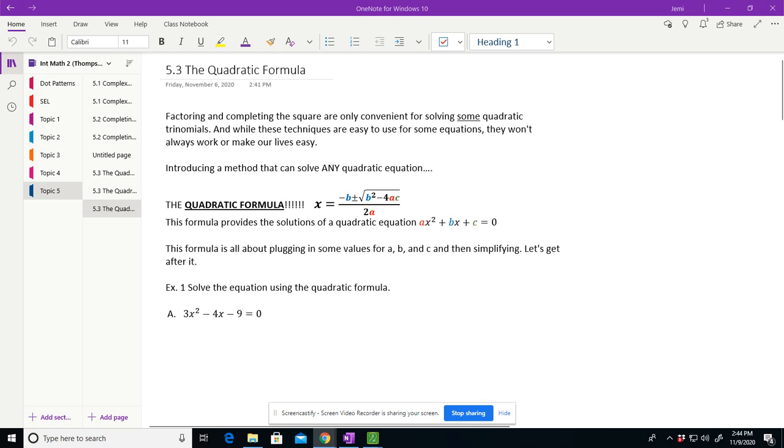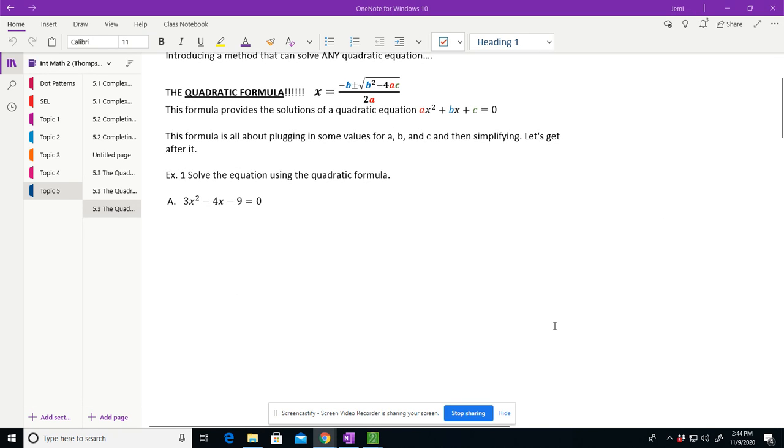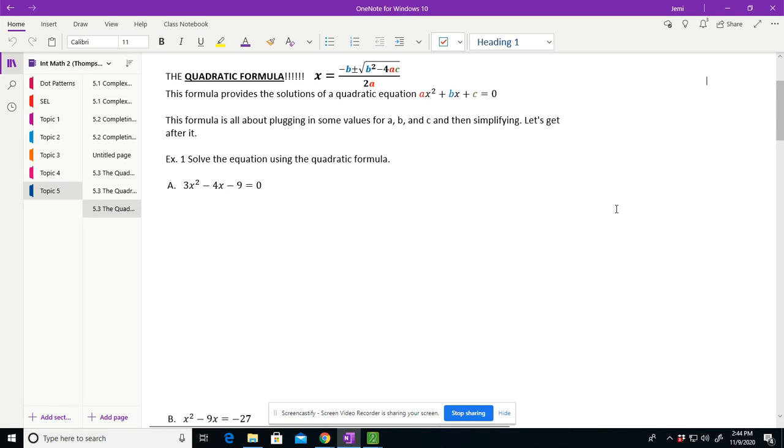This equation is all about plugging stuff in and spending time really simplifying. So that's where the majority of our work is going to come into today, is just using our order of operations to simplify. You'll notice the spaces between problems here are significant. It's going to take a bit of work, so here we go.